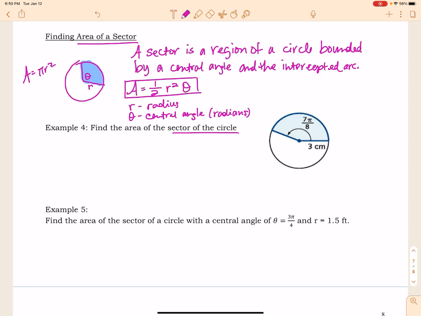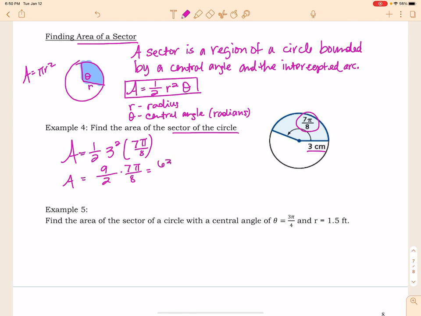Okay, our next example: find the area of the sector of the circle. To the right here, I've given you a central angle of 7 pi over 8 and a radius of 3 centimeters. I am going to use my formula. You would have 9 over 2, because 3 squared is 9, so that's why I've got 9 in the numerator, over 2 times 7 pi over 8. That is going to give me 63 pi over 16, and you can leave it that way as centimeters squared, or if that makes you uncomfortable, you can use your calculator, and it is approximately 12.4 centimeters squared. Either answer is fine with me.